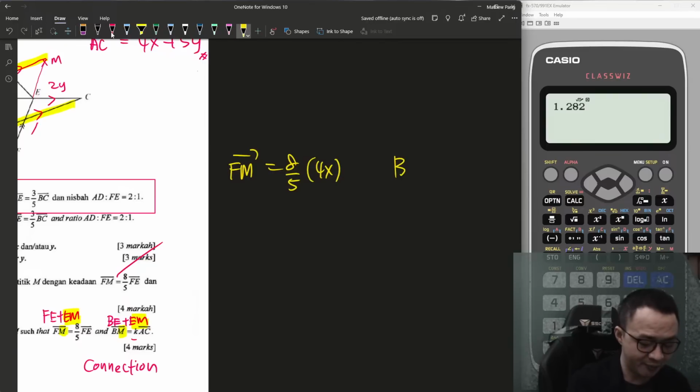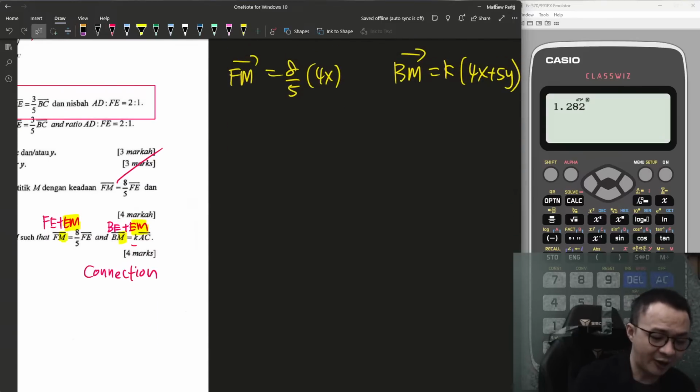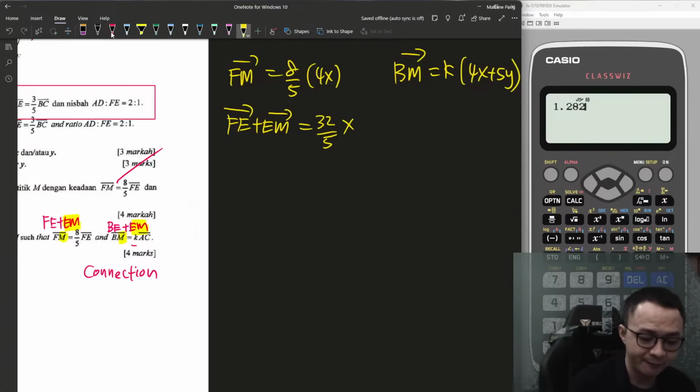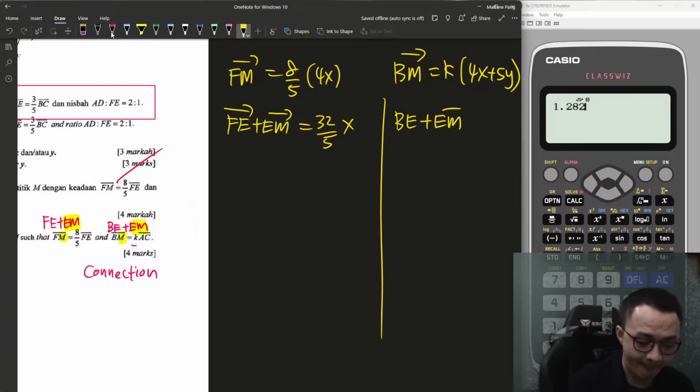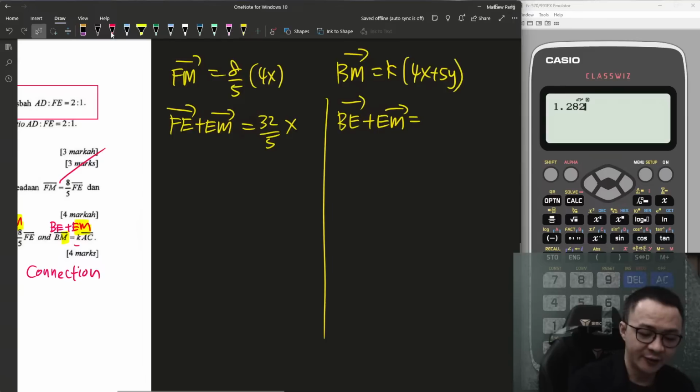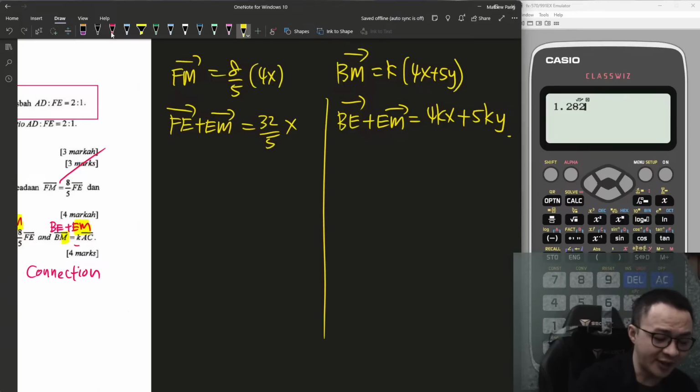So, and another equation, Bm is KAC. AC is 4x plus 5y, right? Just now we already get it. Okay. Now I want to expand this equation. This is Fe plus Em. This one equals to 32 over 5x. This one is Be plus Em is 4kx plus 5ky. Okay, so what is Fe again? Is 4x, right? 4x plus Em equals to 32 over 5x.